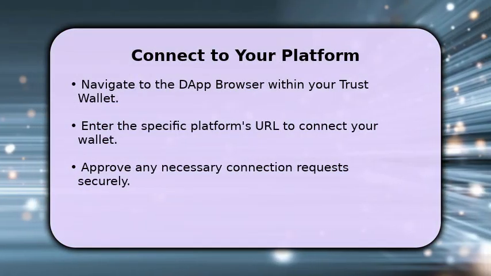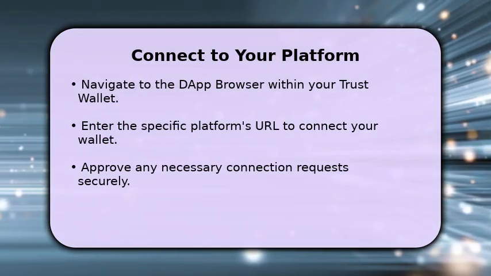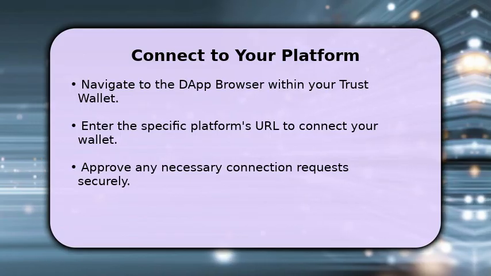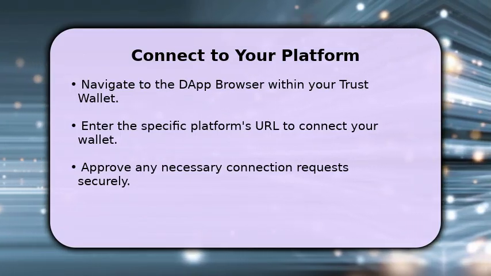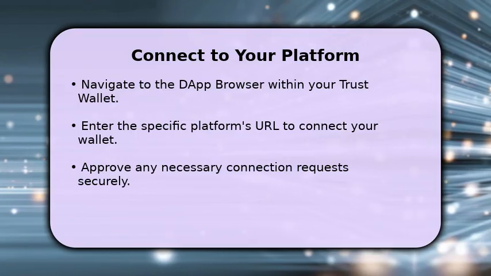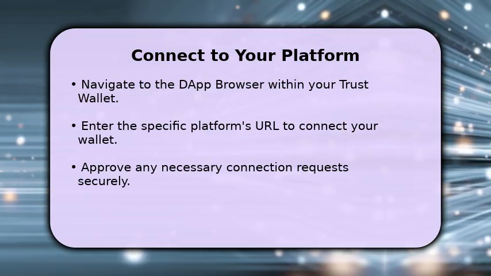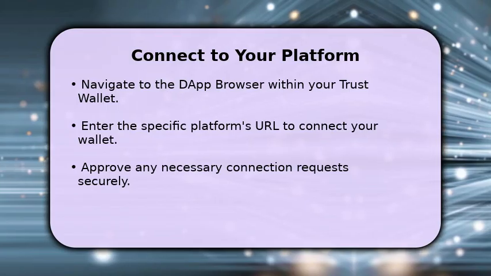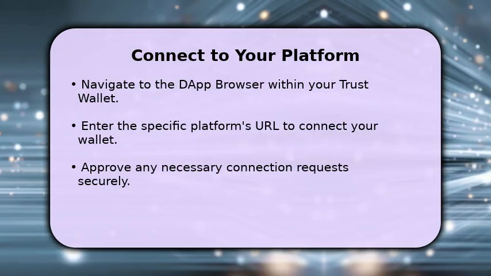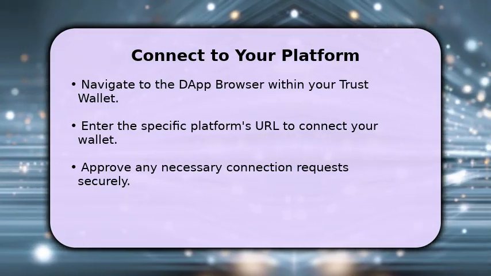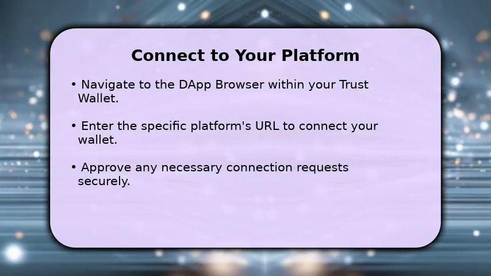With your wallet set up, you can now connect it to your desired platform. Use the D-App browser feature within Trust Wallet to navigate to the platform's website. Once there, you'll typically see an option to connect your wallet. Approve the connection securely, and you're ready to interact with the platform using your new Trust Wallet.